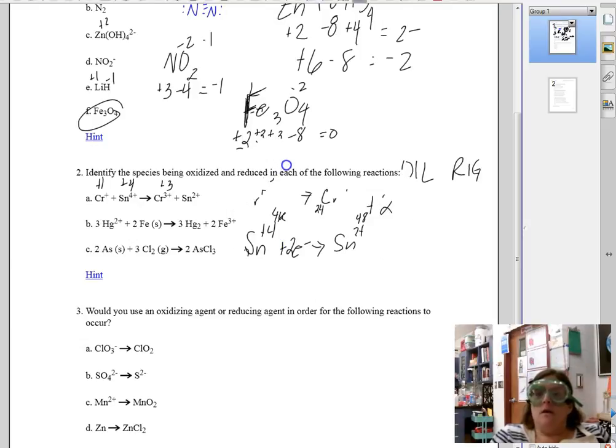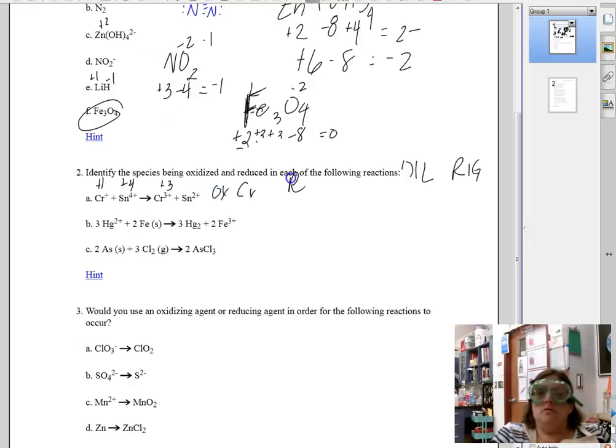So, being oxidized in this case is chromium, and being reduced is tin. Next one, mercury is going from a plus 2 to a 0 because he's by himself. Did his charge go up or down? His charge went down, so he was reduced. Iron is going from a 0 to a plus 3, so iron was oxidized.